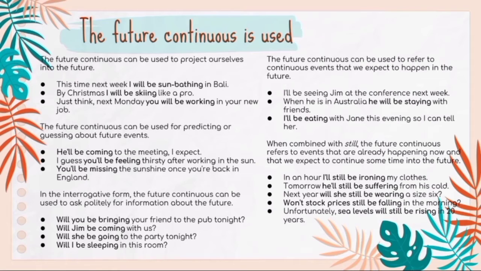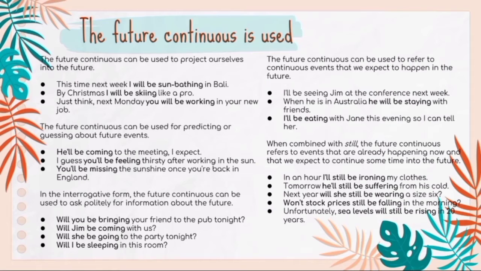The future continuous can be used to refer to continuous events that we expect to happen in the future. Example number 1, I'll be seeing Jim at the conference next week. Number 2, when he is in Australia, he will be staying with friends. Number 3, I'll be eating with Jane this evening, so I can tell her.